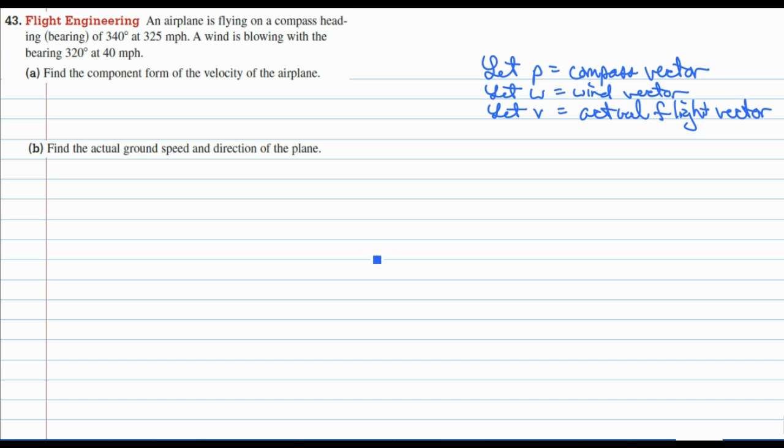So now try problem number 43. An airplane is flying on a compass heading of 340 degrees and 325 miles an hour. So we know what the compasses say. And a wind is blowing at the bearing of 320 degrees at 40 miles an hour.